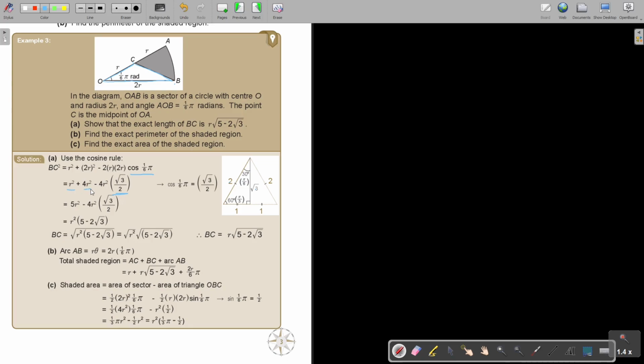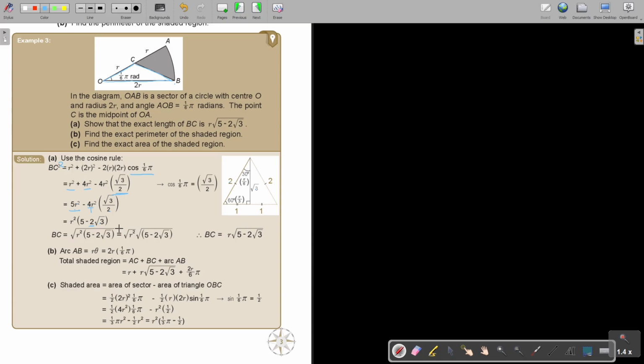So this plus this is 5r squared. If I multiply this, 4r squared. And now if I put this over 1, I can say 4 divided by 2, and this is where I got the 2. Okay, and then I just take out r squared as a common factor. But now, remember that was BC squared, so I take the square root.